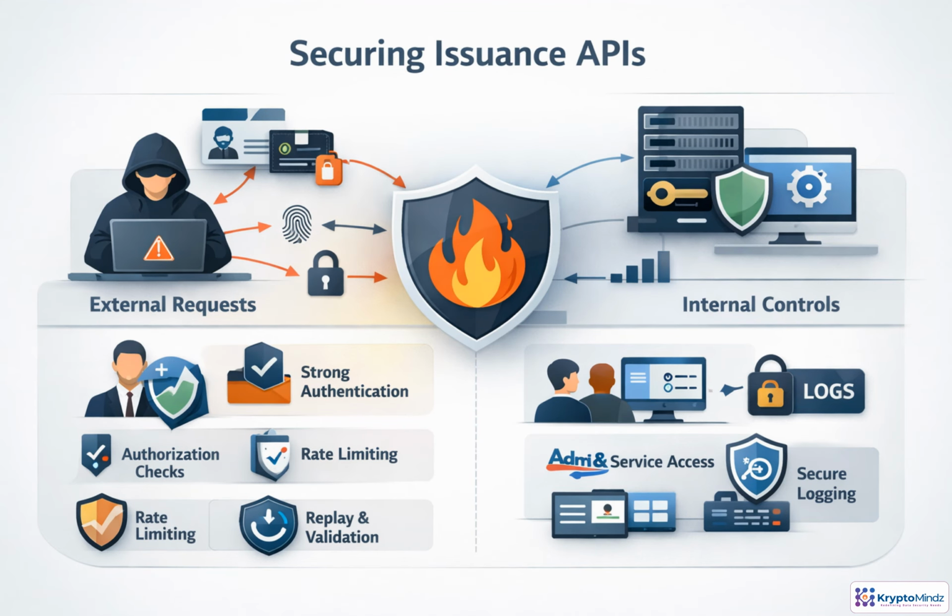Issuance APIs need the same level of protection as payment or account recovery systems, because one successful attack can create real fraudulent credentials. Start with strong authentication for every caller: subjects, admins, services, and wallet clients. Then authorize each action against the specific credential type. Add abuse controls such as rate limits, replay protection, idempotency keys, and strict request validation. Log security events for investigation, but avoid collecting personal data you do not need.